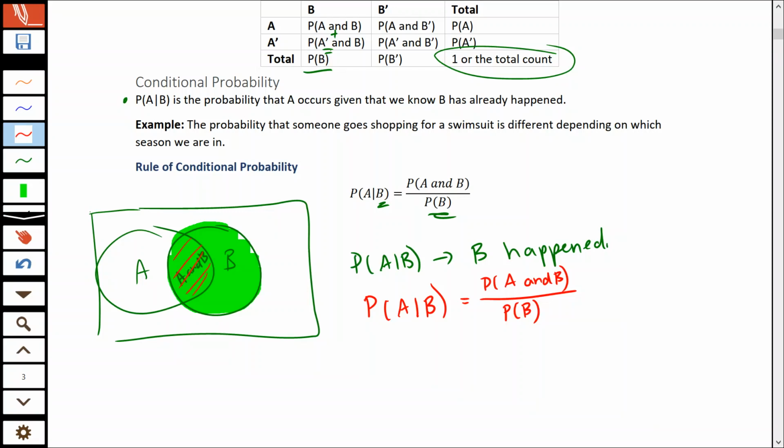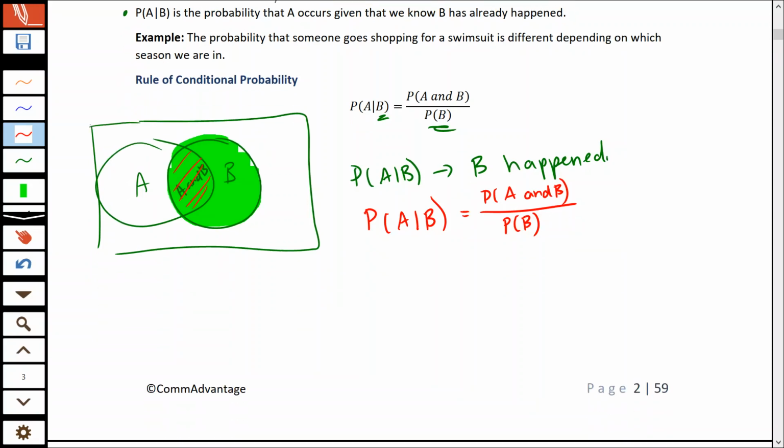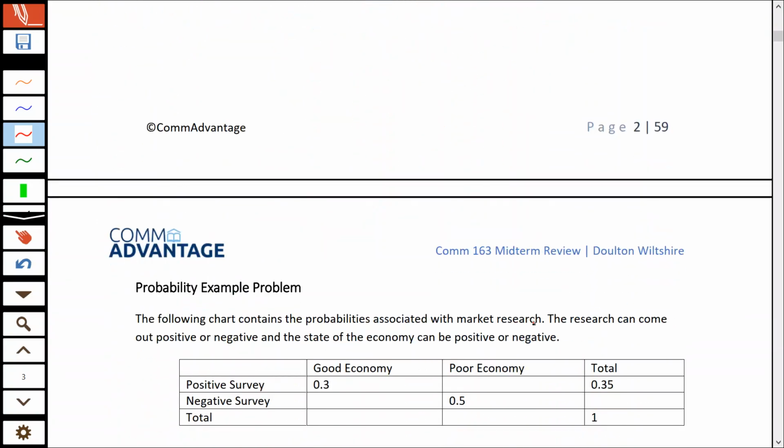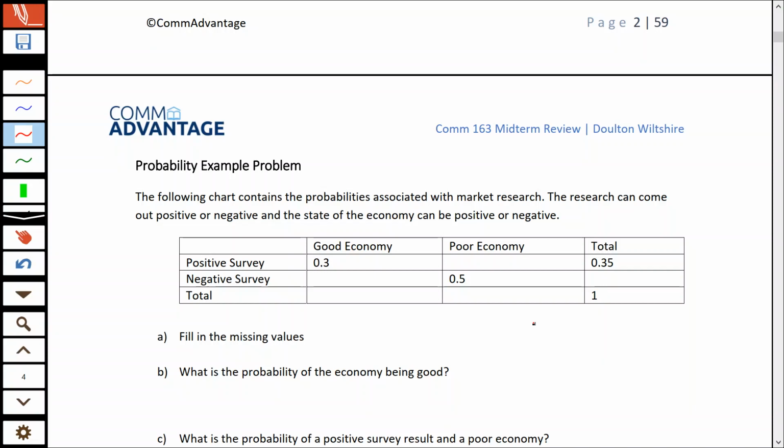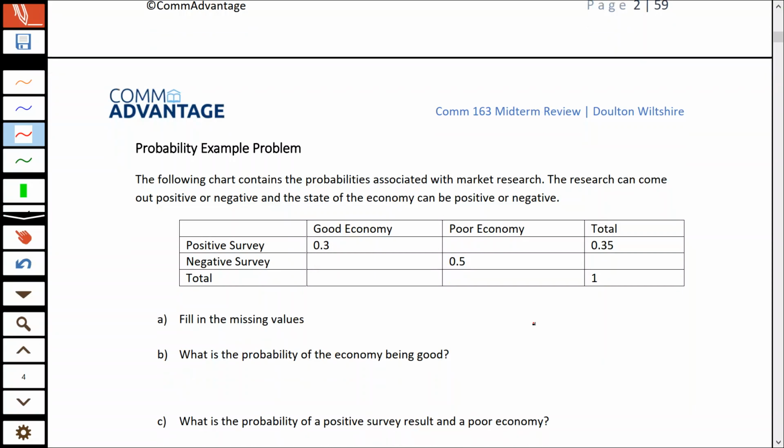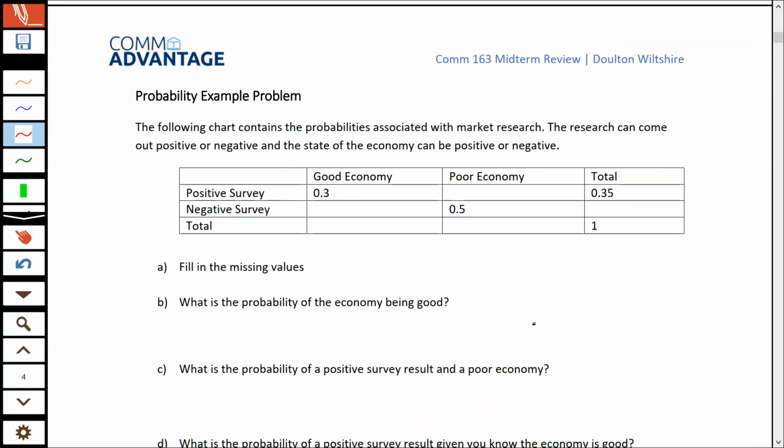And it's actually this conditional probability formula that leads us later on to the Bayes formula, because it turns out we can rewrite this. And so we can get some interesting things going on here, okay? If we take a look now at our example, it says that the following chart contains the probabilities associated with market research. The research can come out positive or negative, and the state of the economy can be positive or negative. And part A asks us just to fill in our missing values. So we're just trying to make sure that you understand how these two-way probability tables work.